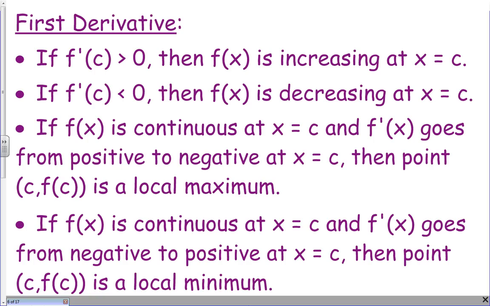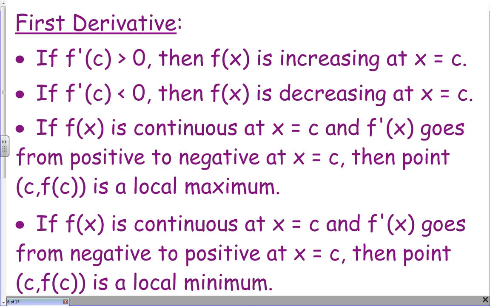Now if f of x is continuous at x equals c, and f prime goes from positive to negative at x equals c, then the point c, f of c, is a local maximum. All right, so let's talk about what that means. First of all, you have to have a continuous function, and f prime goes from positive to negative. If f prime is positive, that means your function was increasing. And then after that, f prime goes from positive to negative, so that means your function is now decreasing afterwards. So we changed direction there. You were increasing up to a maximum, and then you decrease after it.